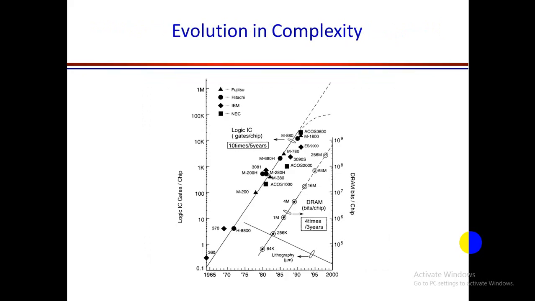This is the evolution in complexity graph, showing logic IC gates per chip versus the year. As you can see, as the years increase, the logic IC gates per chip increases.